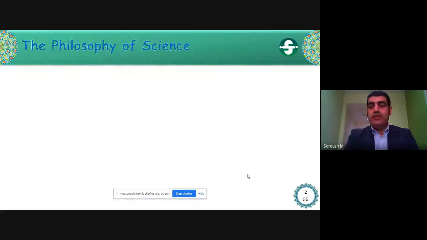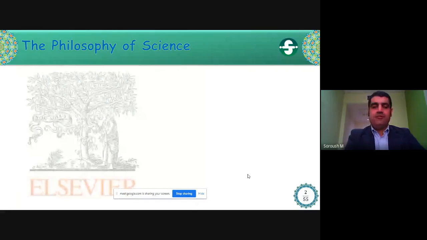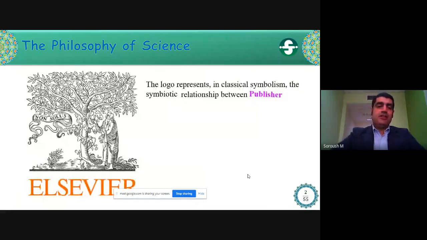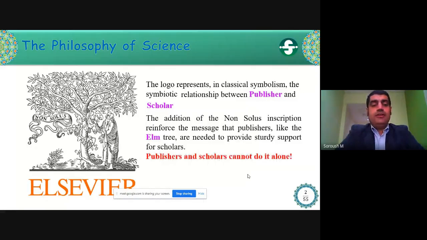that we may need to get familiar with the journals and publishers, and it would be very beneficial to find the best place for publishing our papers. Let's start with the logo of Elsevier, which is reflecting the philosophy of science.